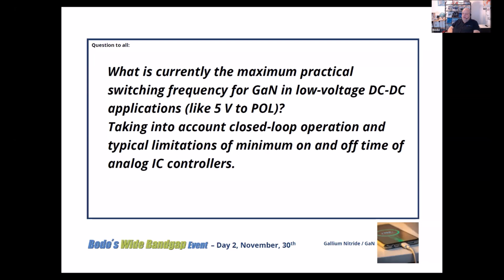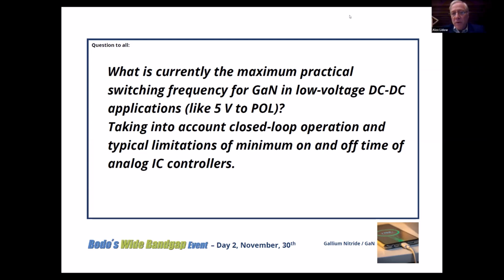What is currently the maximum practical switching frequency for GaN in low voltage DC-DC applications like 5 volt to POL, taking into account closed loop operation and typical limitations of minimum on and off time of analog IC controllers?